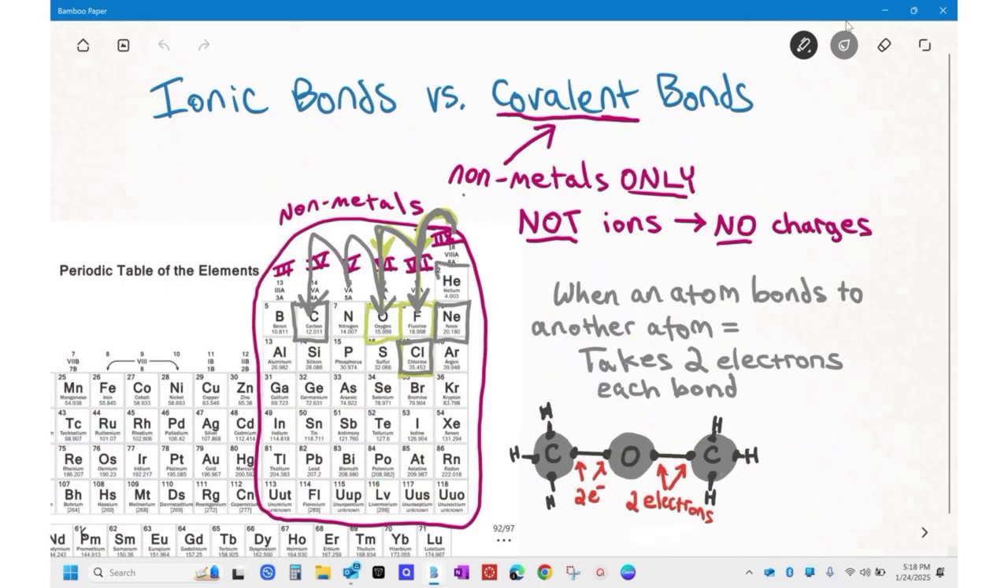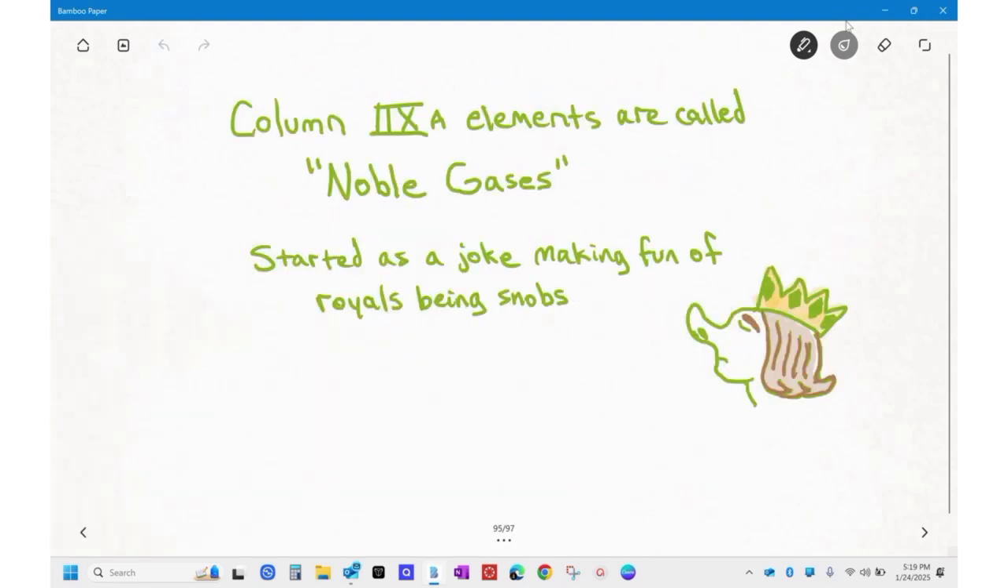And all of column 8 has a full valence shell, just like that. See, if you look at this, everything in column 8 is going to have 8 electrons in its valence shell because of the column number rule. So it doesn't have any room to make any new bonds. So these elements in column 8 never interact with anything else. They don't ever form covalent bonds with anybody because they're all full up with their own 8 valence electrons. And so that is why column 8 elements are called noble gases.